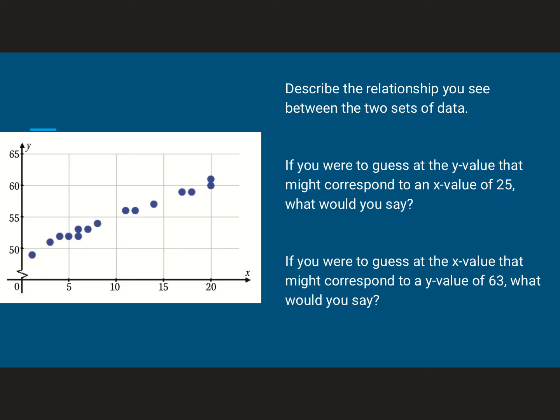One more. So we're going to first describe the relationship you see. Remember, describe the relationship is asking, do I see a correlation? If so, what kind? When I look at this data over here, it seems like it goes generally up. So I see a positive linear correlation.